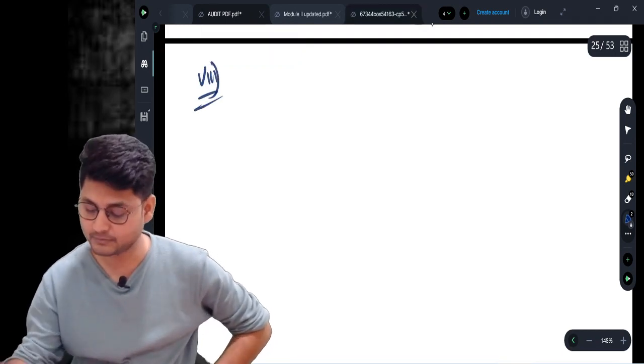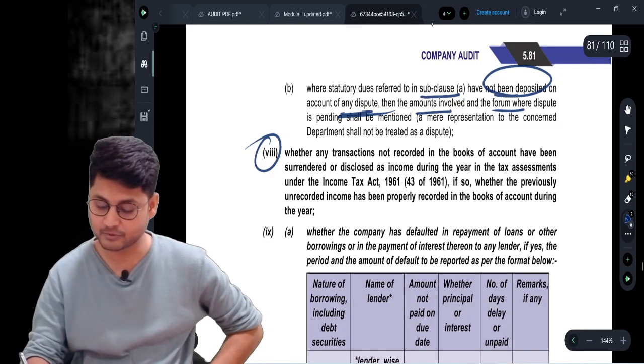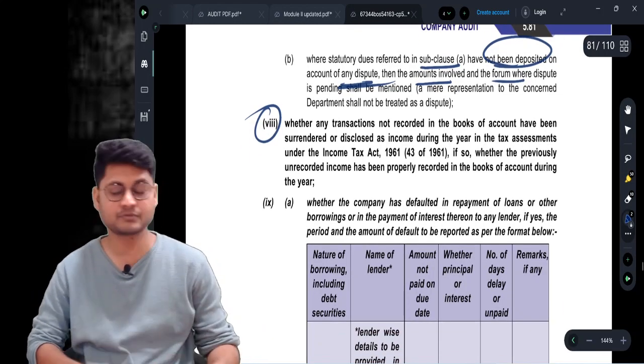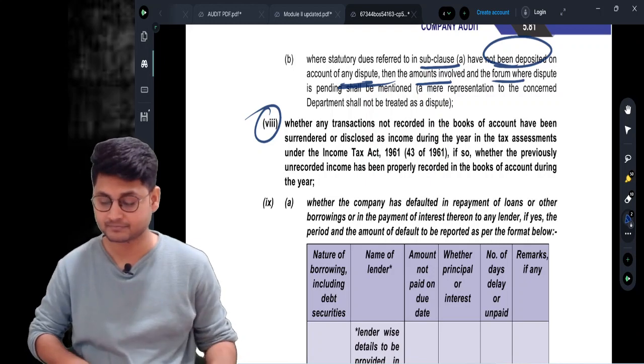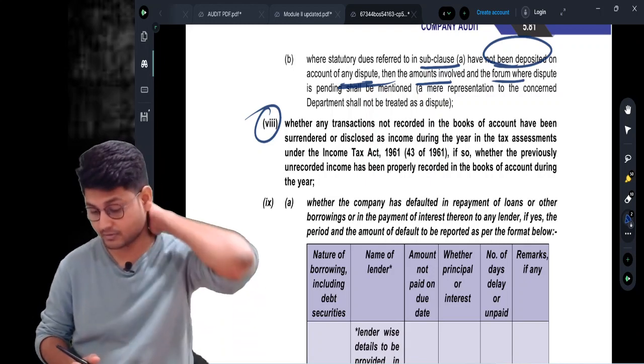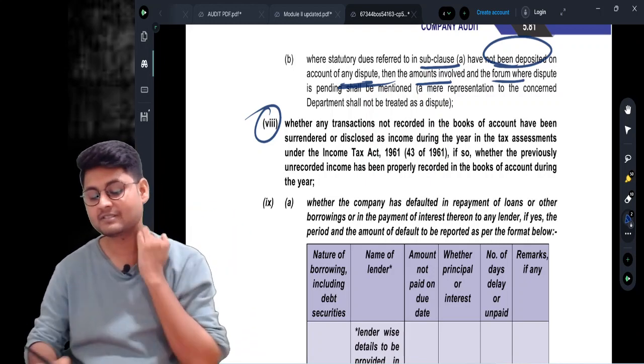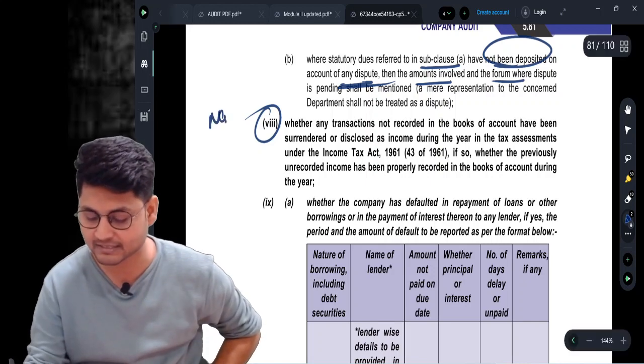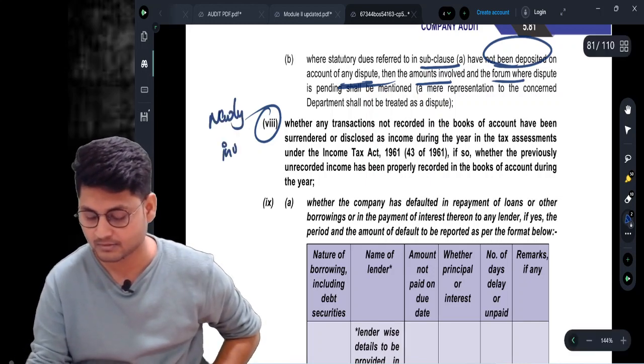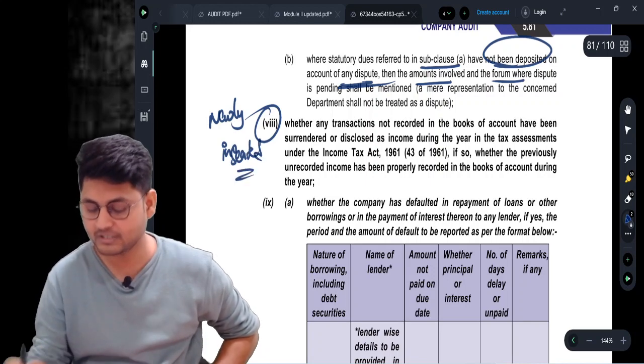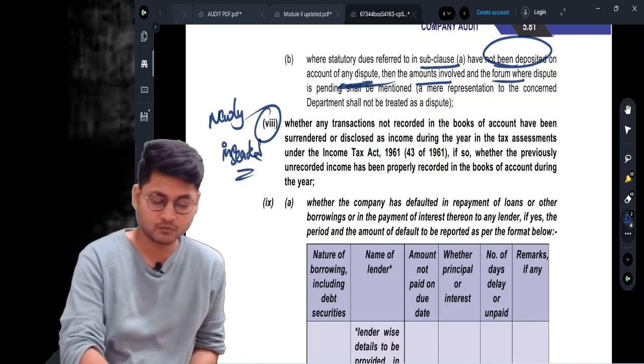Clause number 8. Easy only. Clause number 8 talks about, it is a new clause in fact. It was not there before, okay, 2020. In 2016 it was not there. It is newly inserted. Okay, now what is it saying?